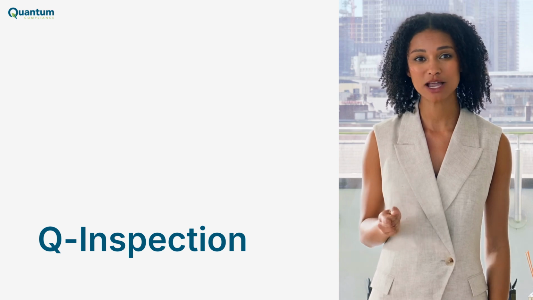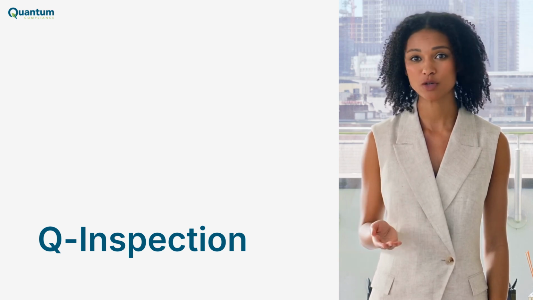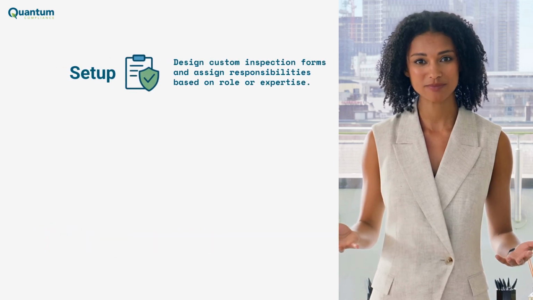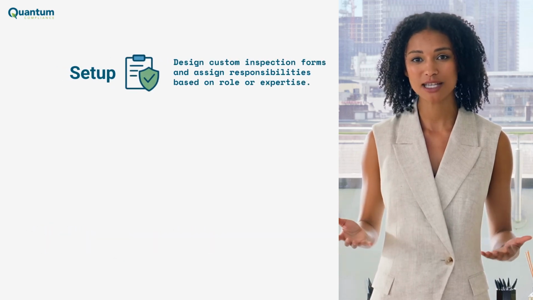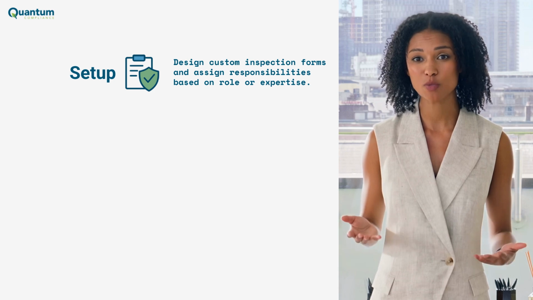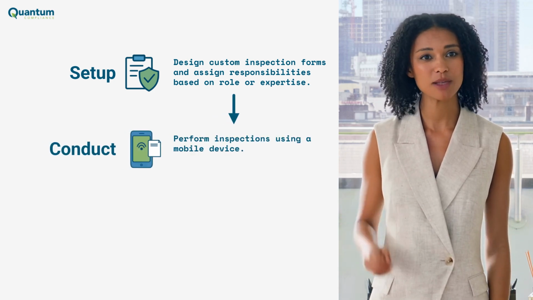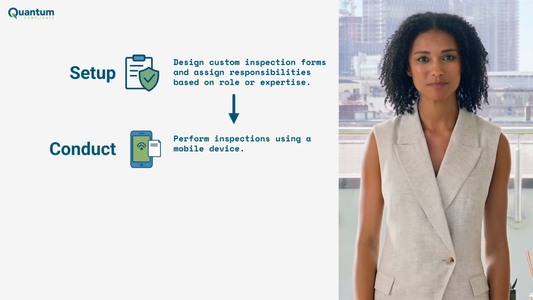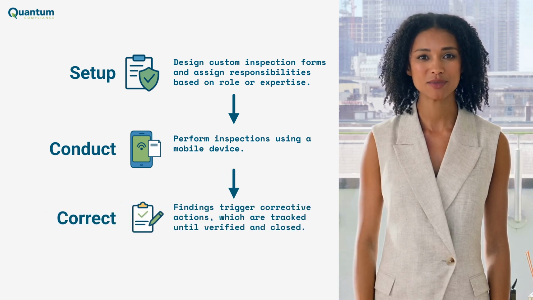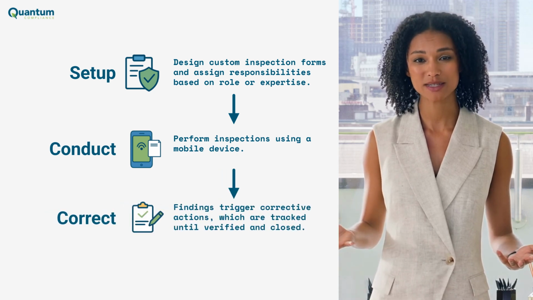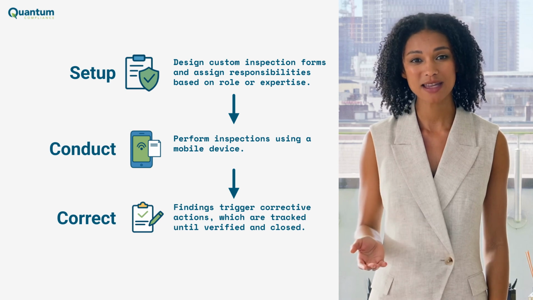Quantum's inspection management software follows a simple workflow starting with Setup. Design custom inspection forms and assign responsibilities based on role or expertise. Next, Conduct. Perform inspections using a mobile device. And last, Correct. Findings trigger corrective actions, which are tracked until verified and closed.